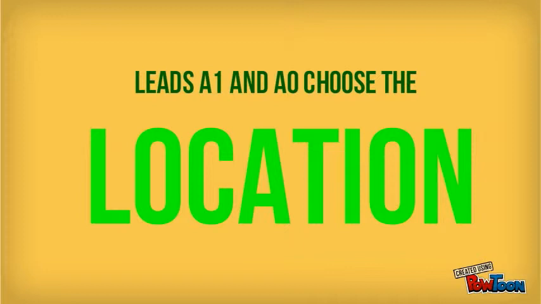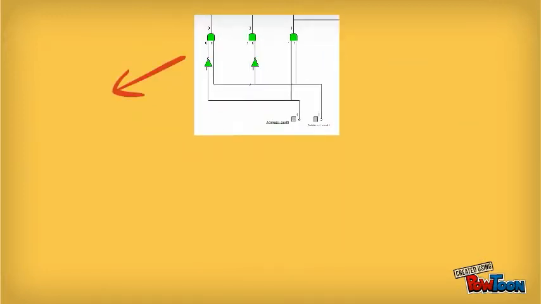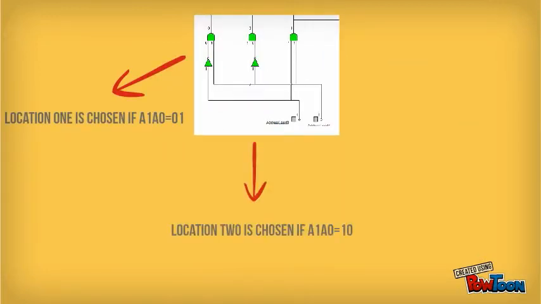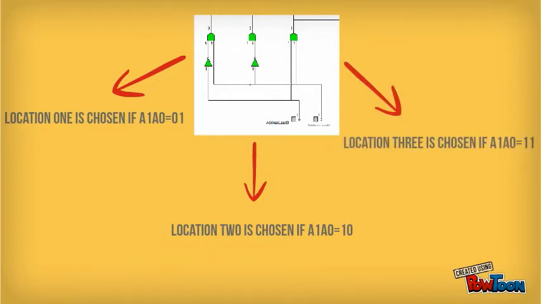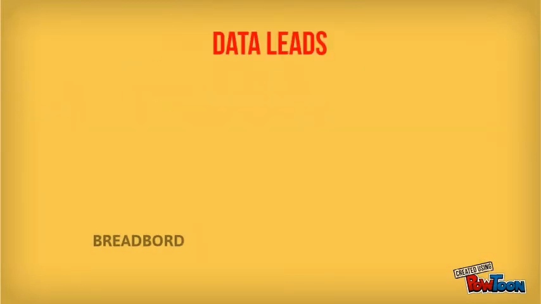In the picture, you can see the 3 locations that can be selected. In this particular case, location 3 has been selected as both of the address leads are positive. Location 1 is chosen if A1 and A0 are equal to 0, 1. Meaning A1 is off and A0 is on.